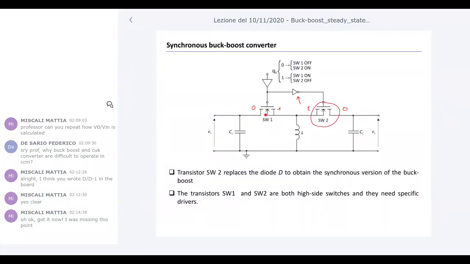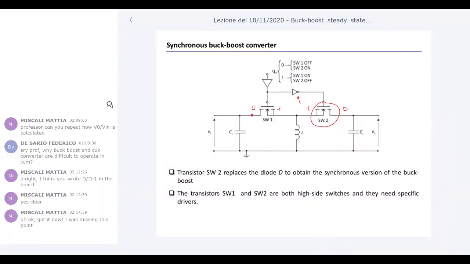So switch 1 open, closed, and switch 2 open. Okay, so this is exactly the same operation that you can have in a standard diode MOSFET buck boost. Okay, what is the drawback specifically in buck boost converter? That both these two switches are of high-side type.